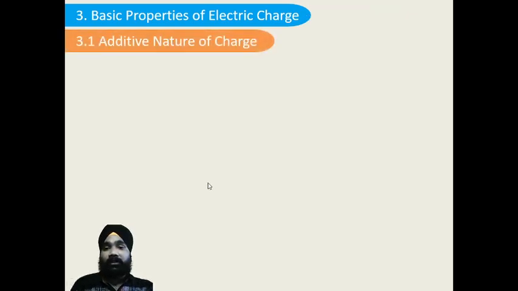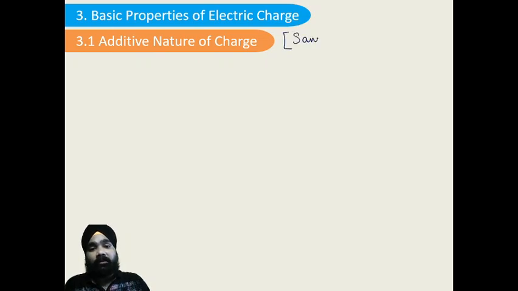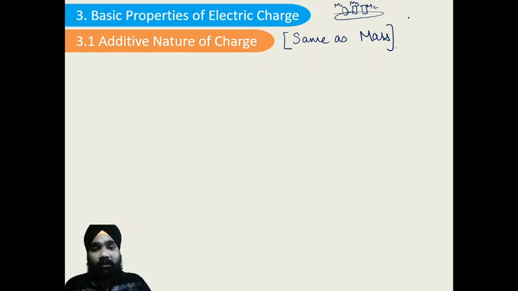So the first one is the additive nature of charge. Now what do you mean by additive nature of a charge? The additive nature of a charge is similar to mass. If this is a fan, and you add mass m1, add mass m2, add mass m3 to this fan, what is the total answer? The total is going to be m1 plus m2 plus m3.